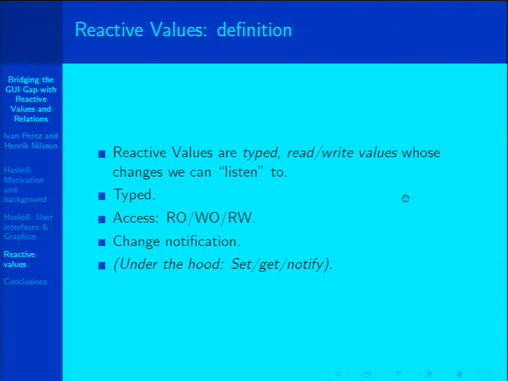What's the obvious thing? Well, we talked about types. We talked about reading and writing. We talked about change notification. Let's just do that. So reactive values are typed read-write values, and we can get notifications when they change. Under the hood, they use set, get, and notify in the obvious reactive way, but we're not going to use it. We're just going to move one level up and try to connect them in a more declarative way.